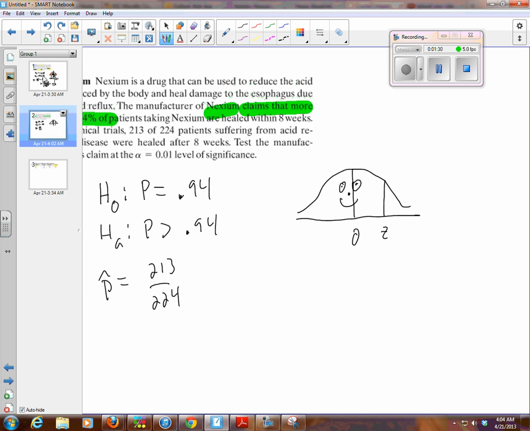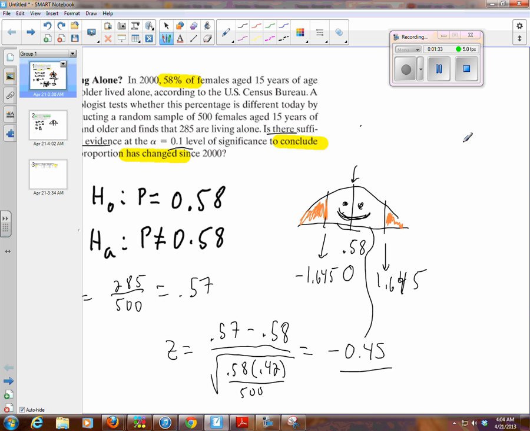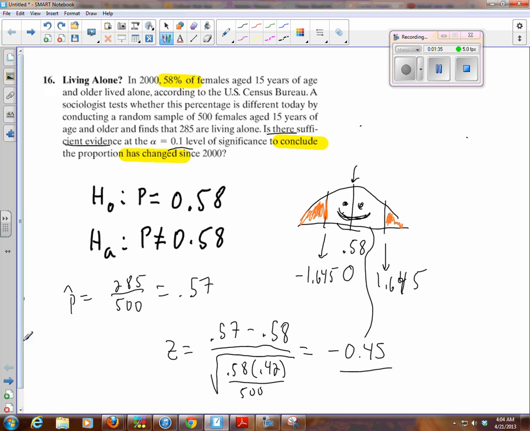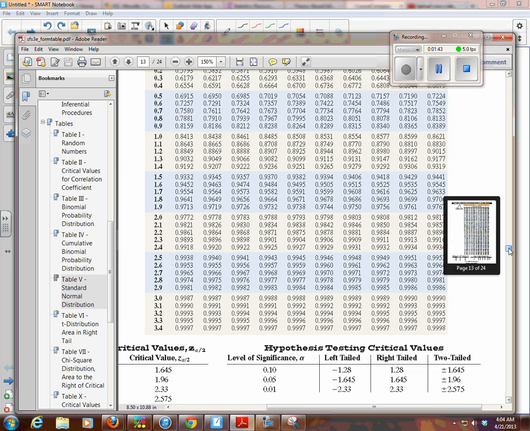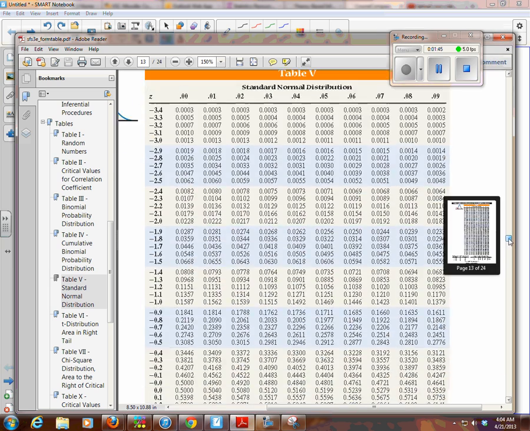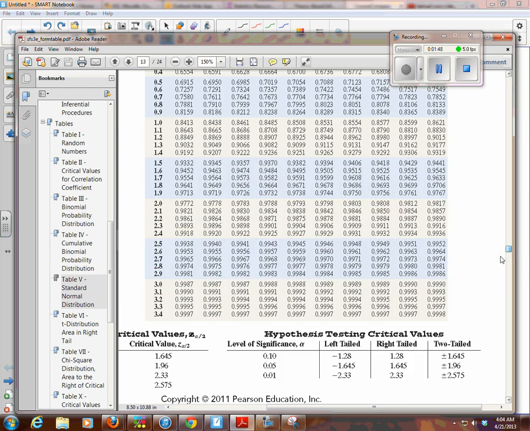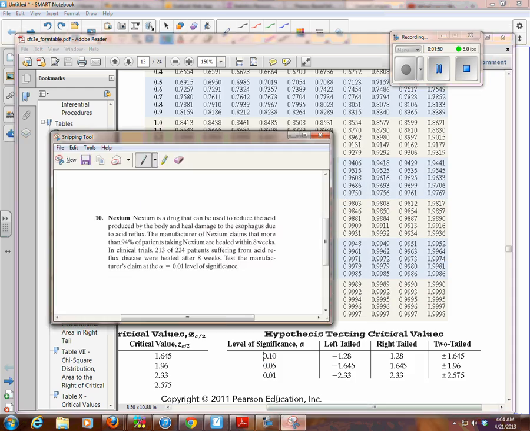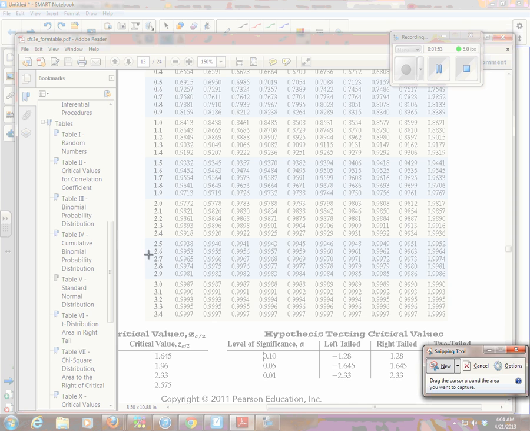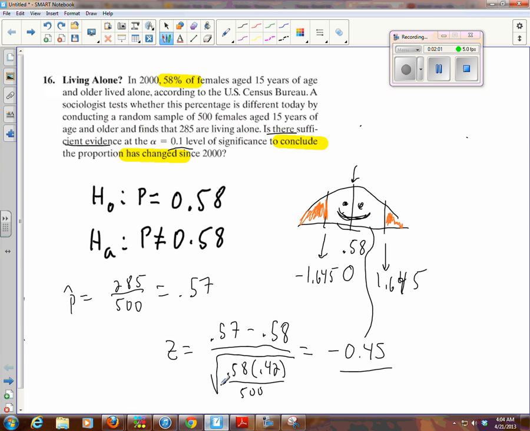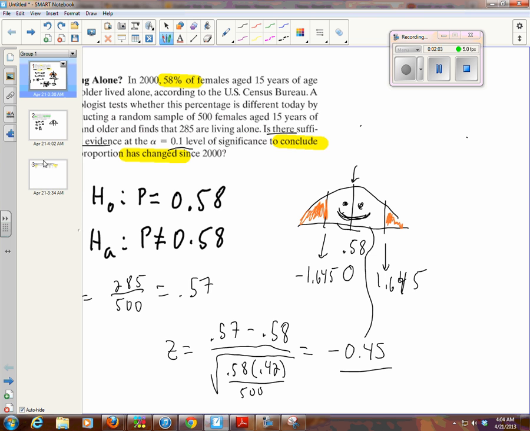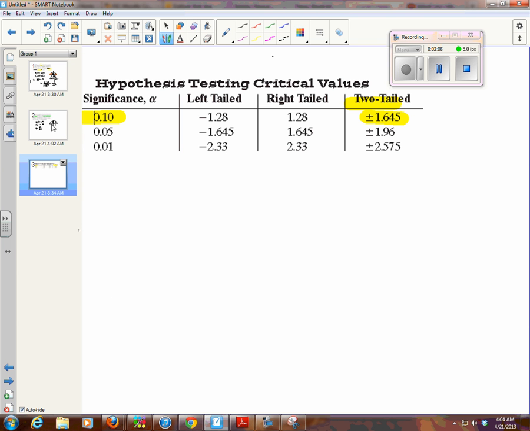Now, what I have somewhere here is the table out of table 4 in the back of the book. It's the standard normal table. At the bottom of it, Dr. Sullivan gives us a little shortcut cheat sheet. So let me grab that so I can write on it. Alrighty, let's go back down to our Nexium problem.